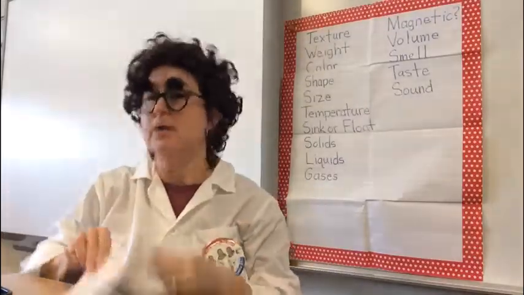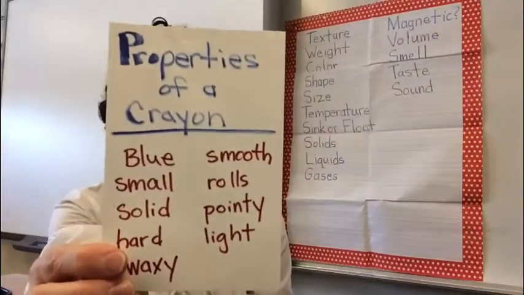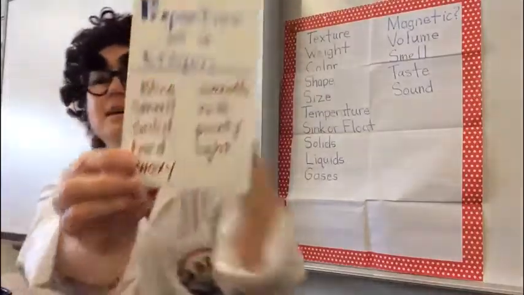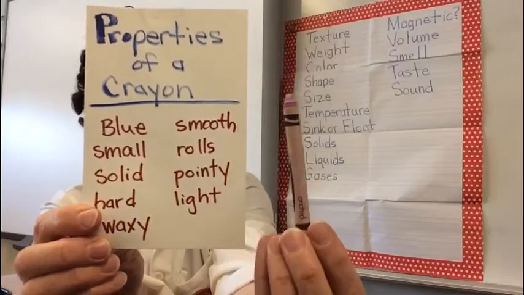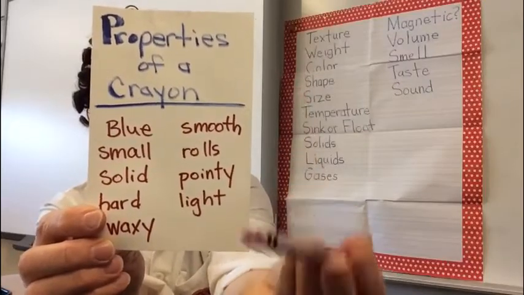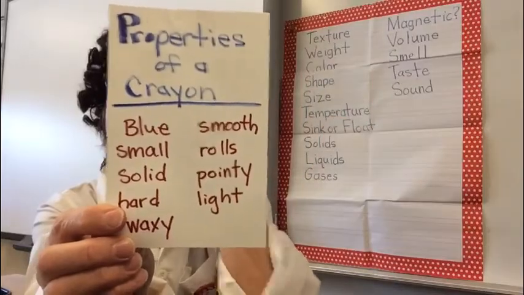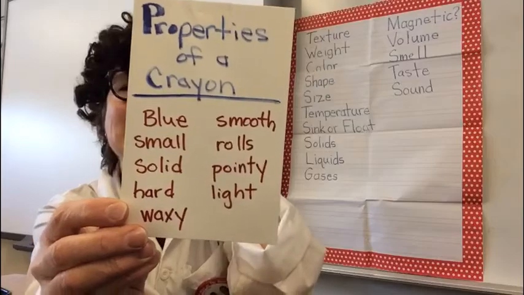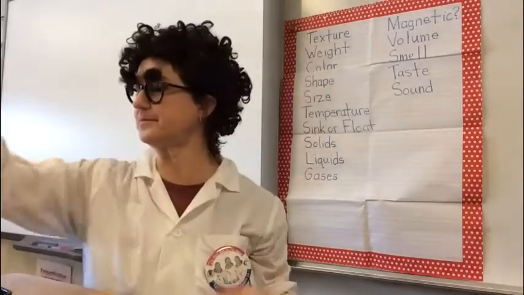All right, now, here is an example for you. If you are looking at a crayon, what are its properties? Well, here's a crayon. It is smooth. It rolls. It is pointy. It's very light. It might be blue. This one is not. It is small. It is a solid, and it's hard, and it is waxy. Okay? These are all properties of a crayon.